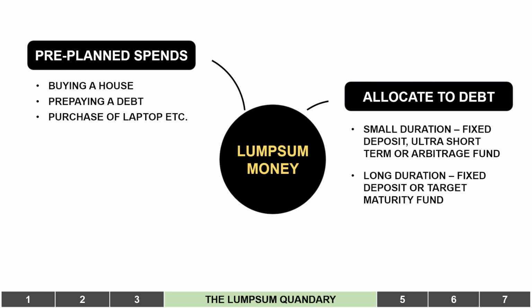The second option is to keep this money as debt, in which case, at least from my perspective, some part of the money should go into a 1 or 2 year FD or an ultra short duration debt fund, and the rest of it can be invested in a long duration product like a target maturity fund.